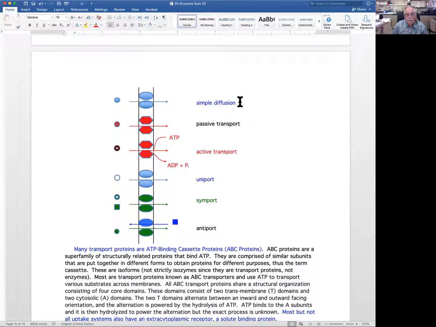So requires no energy, requires no energy, requires energy. If you use energy, you can go against the gradient. You're not just stuck on diffusion. You can concentrate different things.